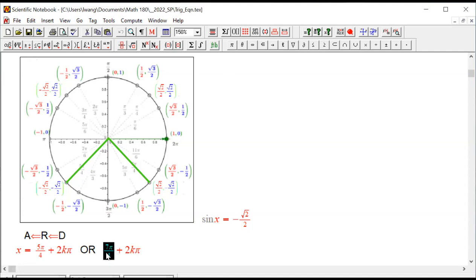Can you express these angles with clockwise angles? Of course you can. So now we found the solutions. How do we express them? You can express it just like this. That'll be good, right? Of course, you have to tell the reader what k is. k is any integer.